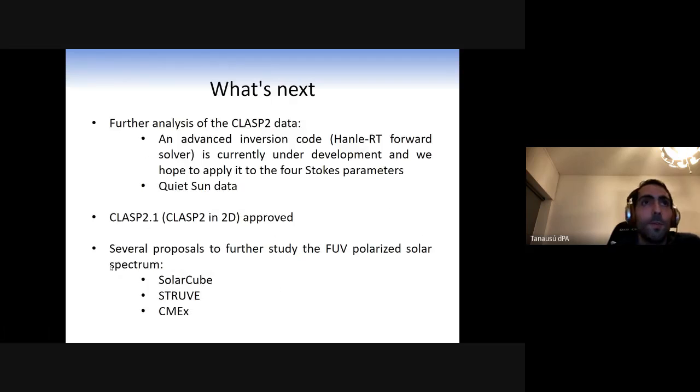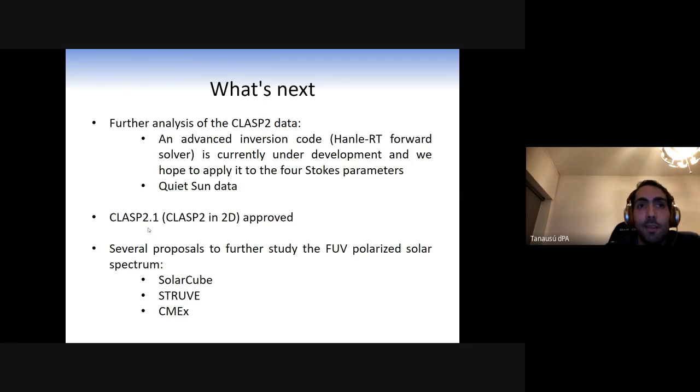So what's to come? Of course, there is a lot of very interesting and excellent data from the CLASP2 observation, and further analysis is due. In particular, right now there is an advanced inversion code under development that uses the HanleRT code as a forward solver, and we want to apply it to the Stokes parameters in the plage. And we cannot forget that we have some interesting quiet Sun and dark data that should also be analyzed.